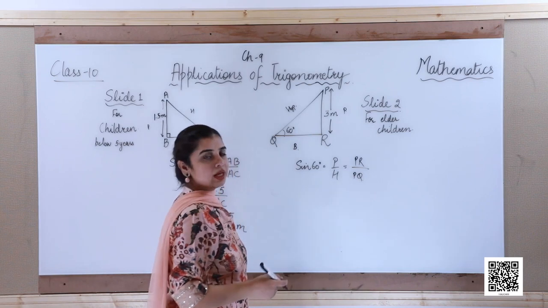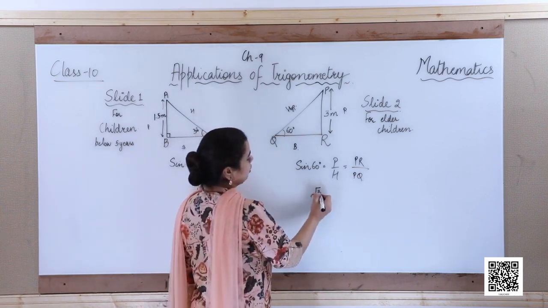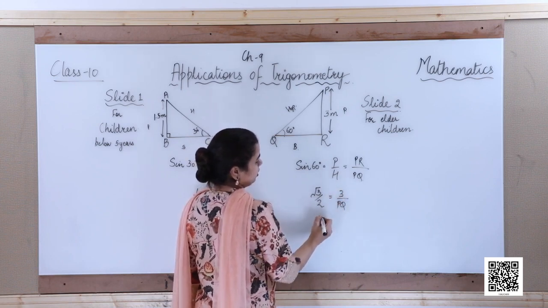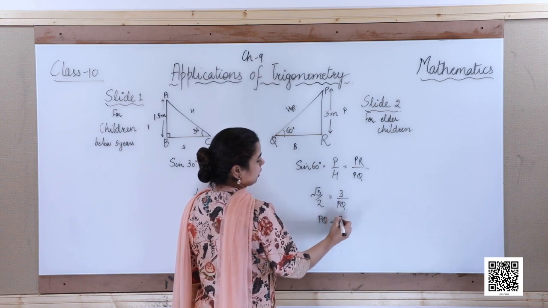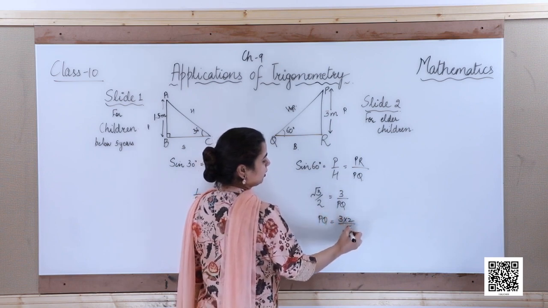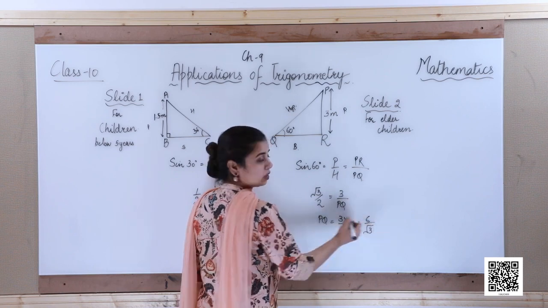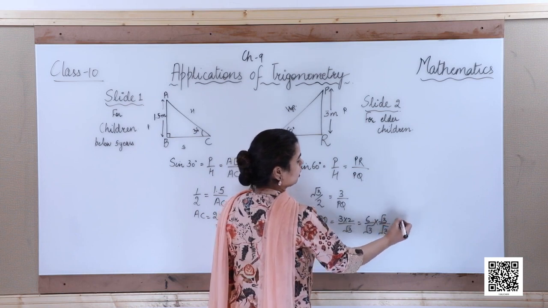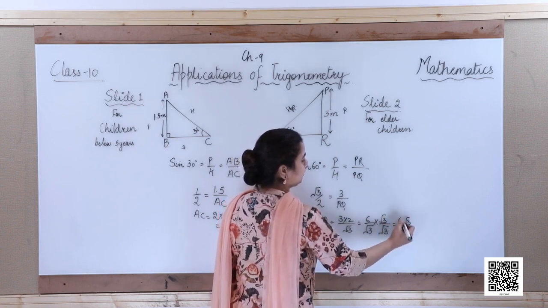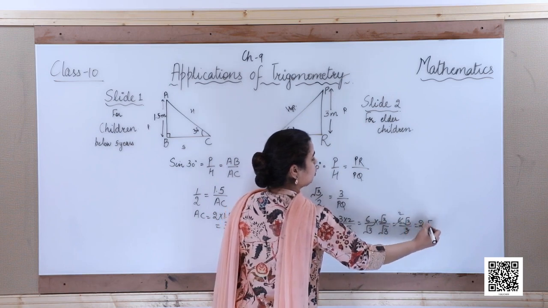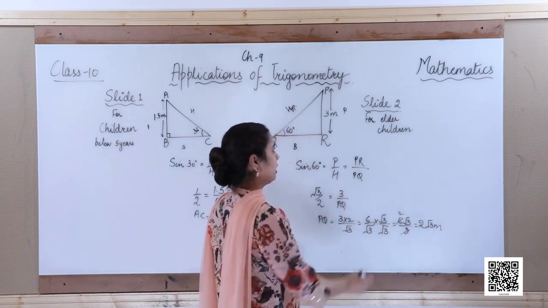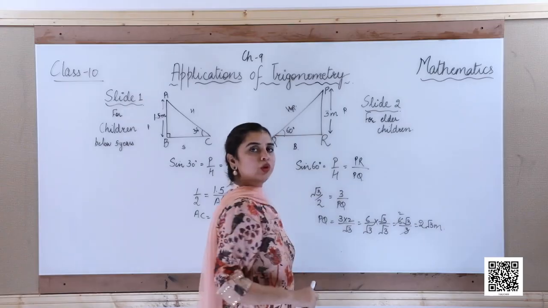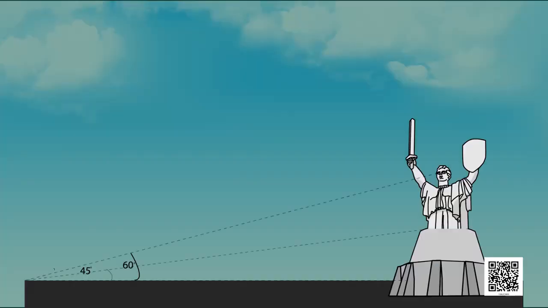Let us put the values. Sine 60 is root 3 upon 2. PR is 3 and PQ is unknown. Let us find PQ. Bring PQ to this side. We get 3 into 2 upon root 3. Let us rationalize the denominator. When we rationalize the denominator, we multiply by root 3 upon root 3. So 6 root 3 upon 3. So this is 2 root 3 meters. So the length of this slide, the second slide which is to be built for elder children, should be 2 into root 3 meters. Now let us do another question.